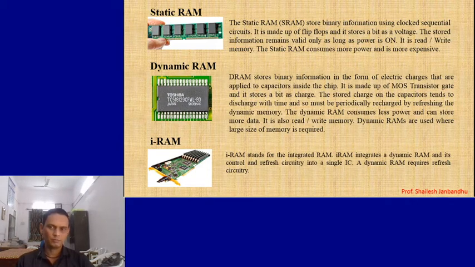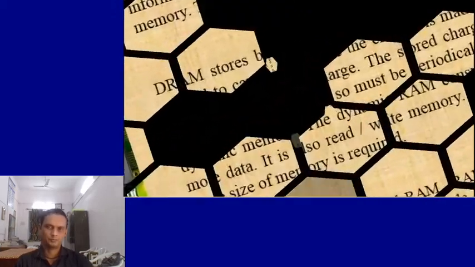After dynamic RAM, the third type of RAM is IRAM, meaning integrated RAM. It is the same as dynamic RAM, meaning it stores data as charge on a capacitor, which tends to discharge with time, and so must be periodically recharged. It uses transistor gates and stores the bit as charge. In the same way, IRAM also provides the same functionality as dynamic RAM.